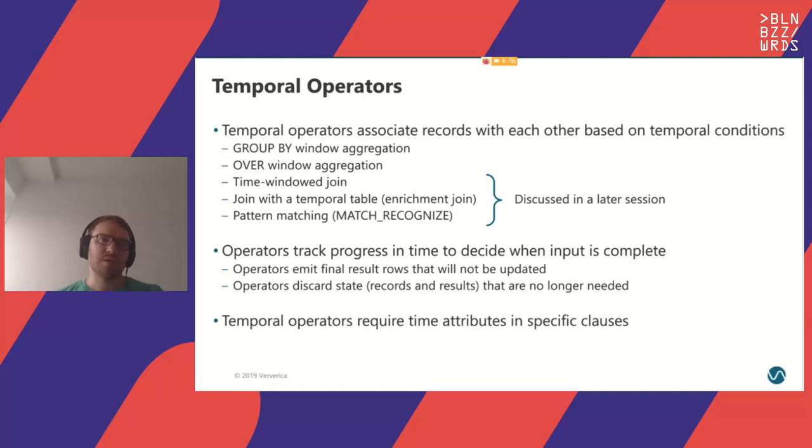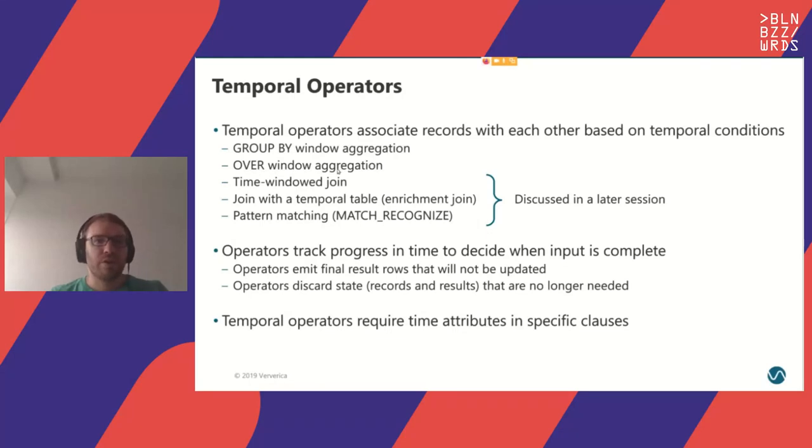time window. For instance, if you compute hourly windows, then a group by with an hourly window will aggregate all records that have a timestamp from 12 to 1. All those fall into a group. All records that are from 1 to 2 fall into another group. From 2 to 3 is the next group, and so on. So basically, this is a group by window aggregation.